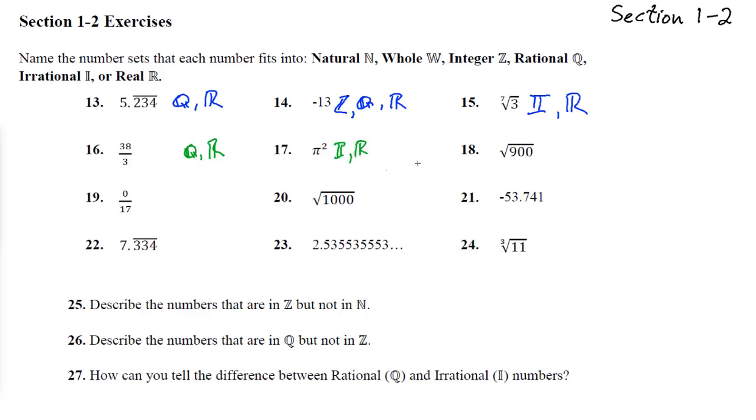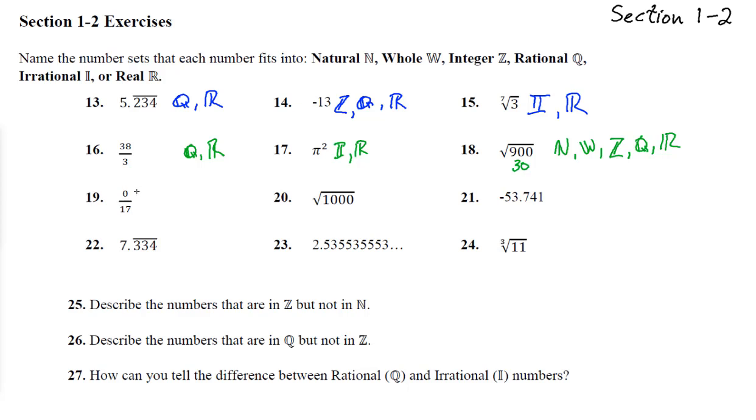All right, number 18, square root of 900. Does the square root come out nicely? Yes, it does. It's the number 30, which is a normal counting number, which is just natural. And so it's also whole and also integer and also rational and also real.